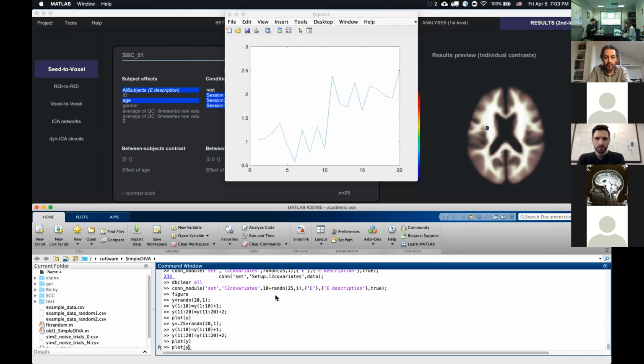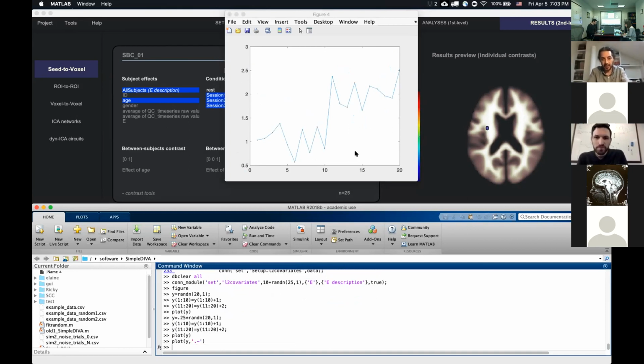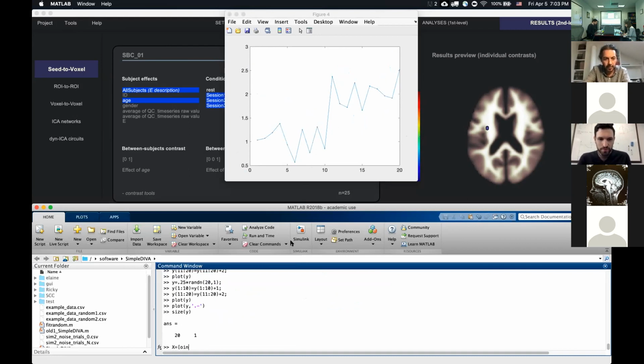Okay, so imagine that this is your data, right? And you have these two groups. The first 10 subjects are one group, and the second 10 subjects are the other group, right? And this is my actual data. Now I'm going to create a design matrix that has, first, a column of all ones, then a second column that goes something like that, right?